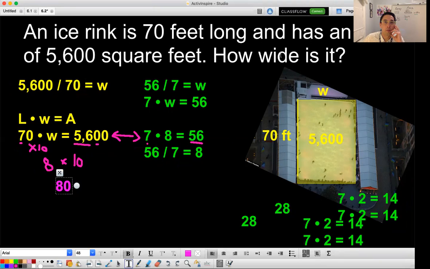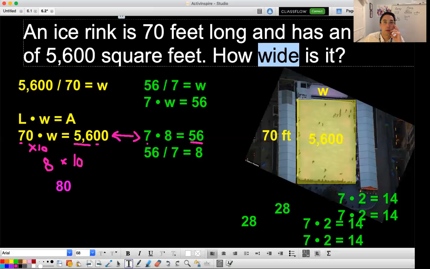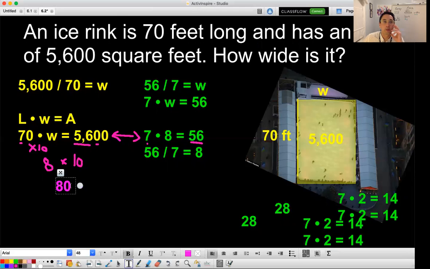W meant wide or width. How wide? If this is 70 feet, then this must be 80 feet wide. 70 feet by 80 feet wide. Now this doesn't match the picture exactly, but I drew it, but doesn't make sense. If I did 7 times 8, I would get 56. If I did 70 times 80, would I get 56 hundreds times 10 times 10, 5,600. Yes, so that checks out.